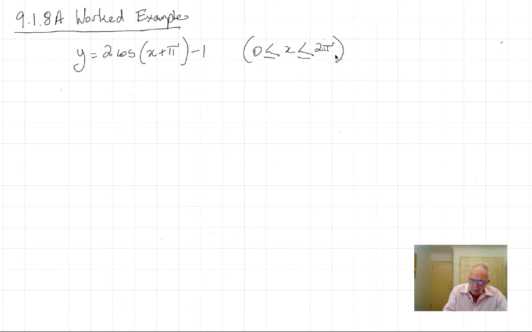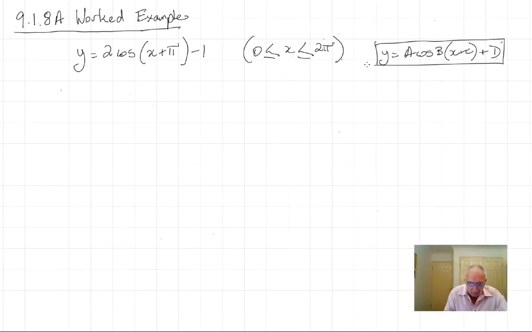Now, because x is between 0 and 2 pi, it's a given that x is going to be in radians. So we're working between 0 and 2 pi. So we can't use degrees. Next thing is we've got the old A, B, C, D going on. So y equals A cos(B(x + C)) + D. And that's the general form that we've talked about for the cos graph for transformations.